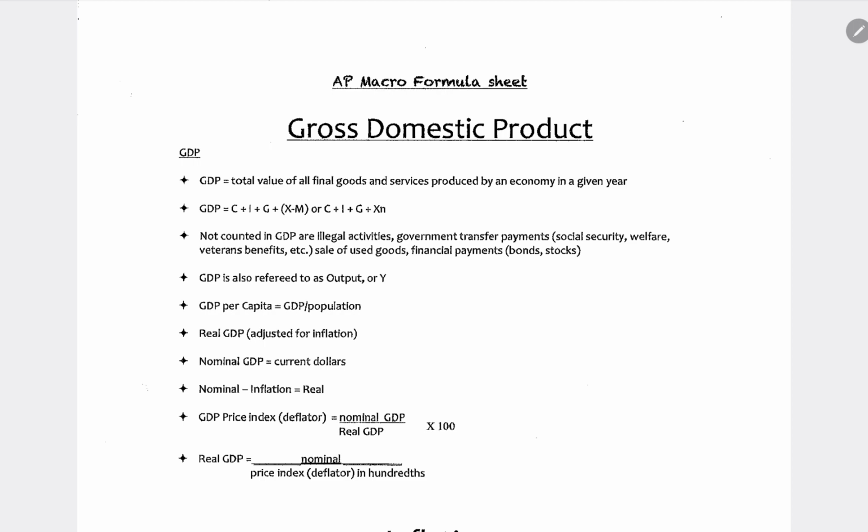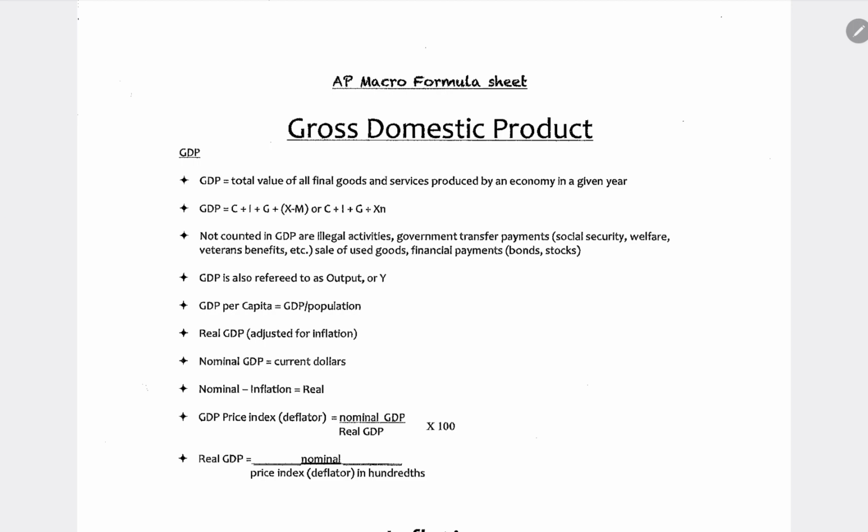Now, GDP is the total value of all final goods and services produced by an economy in a given year, right? And this can be calculated through C plus I plus G plus X minus M. C being consumers, I being investors, and G being government spending, plus exports minus imports, right? So it's plus X minus M, right?